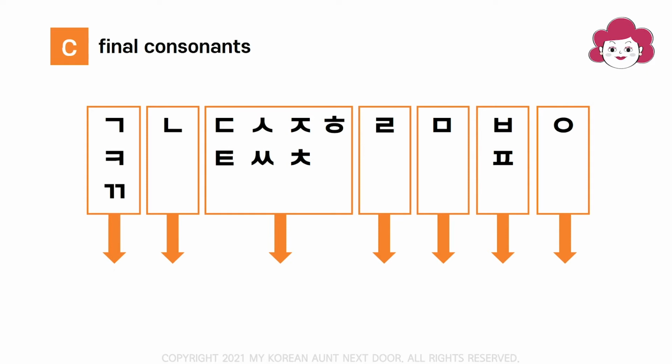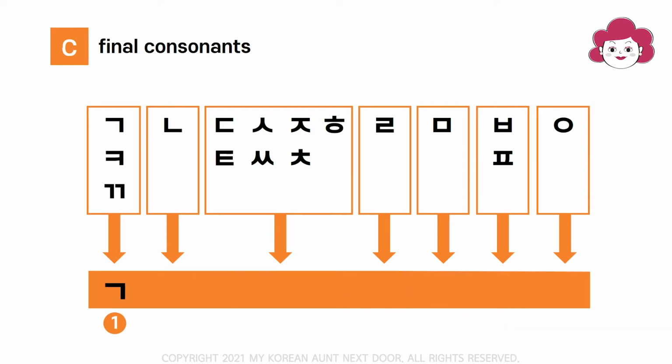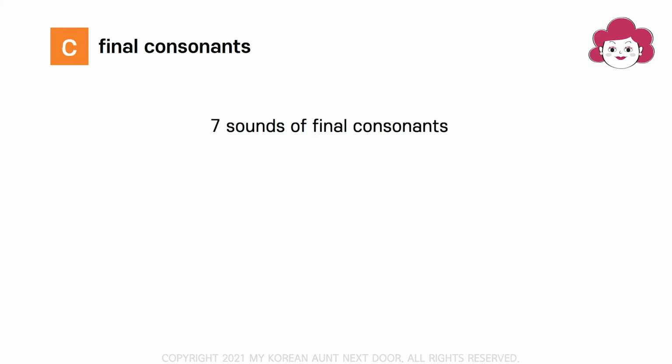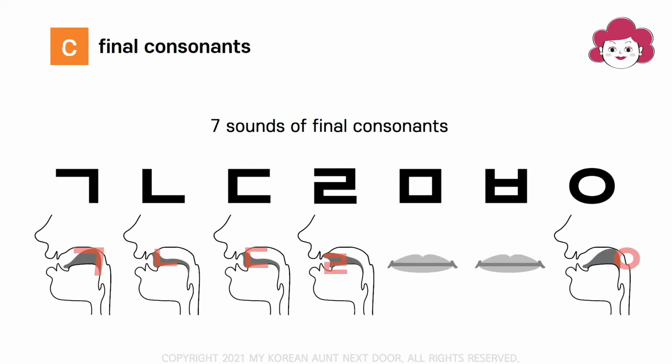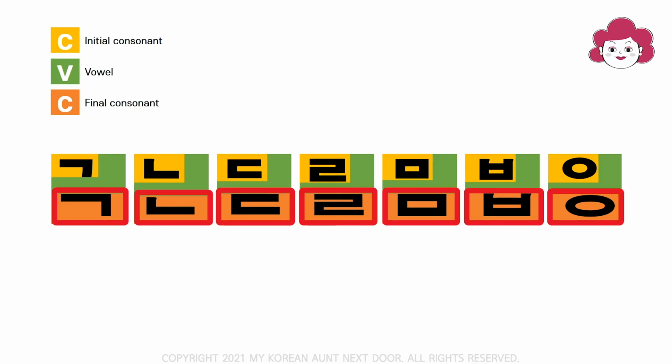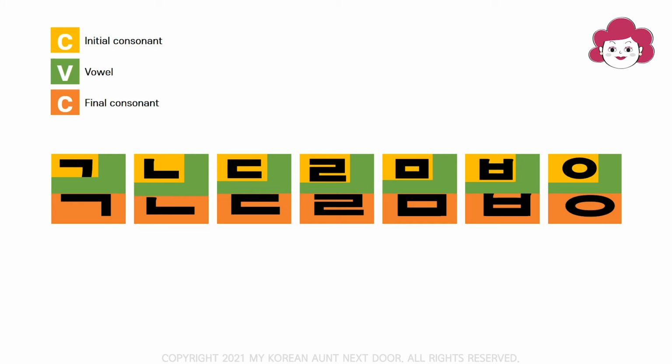However, when they become the final consonant, they are pronounced in only 7 sounds. These final consonants are grouped respectively and are pronounced by their representative sound. Please take a look at how the 7 consonants are pronounced. However, the pronunciation of a consonant is different when it is an initial consonant and when it is a final consonant. Please listen closely to the different sounds.